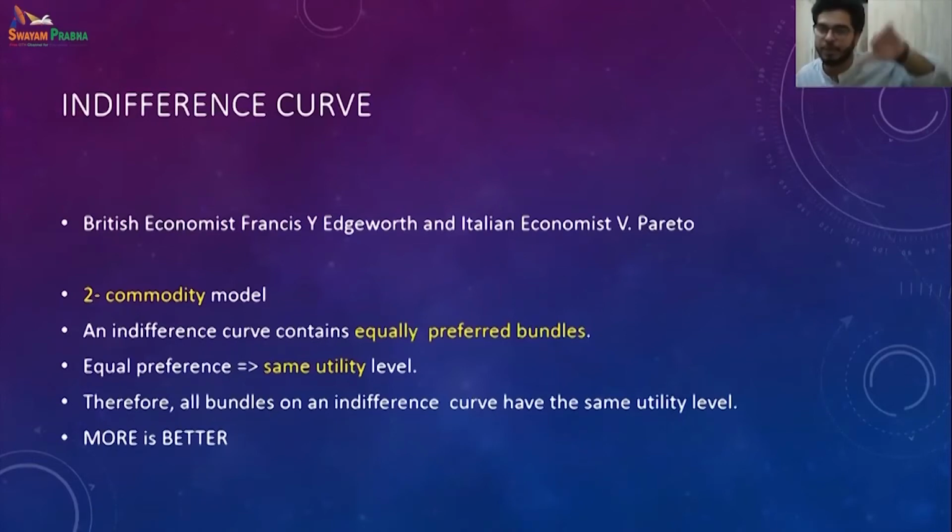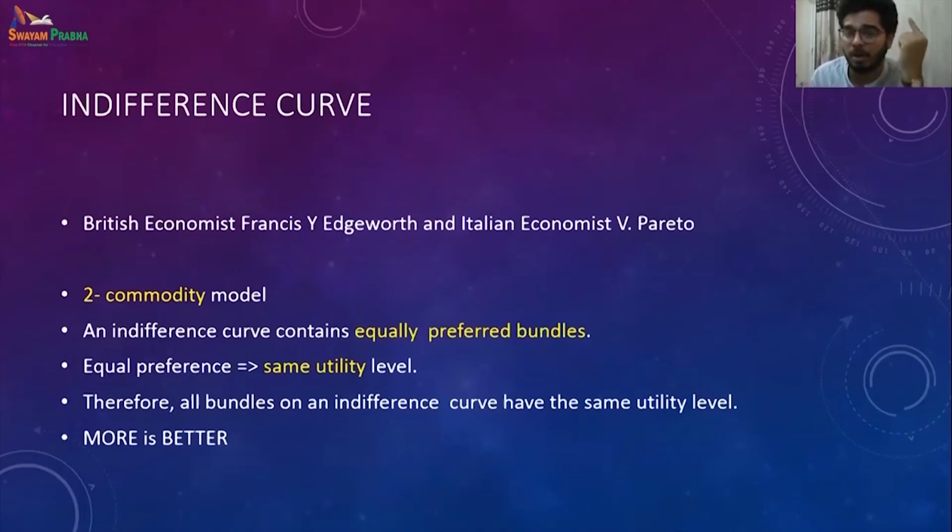I'm showing it like this, and you will understand why. What do I understand by equally preferred bundles? All these bundles give me the same amount of satisfaction. That is called an equally preferred bundle. Therefore, all bundles on the indifference curve are equally preferred and give me the same utility level. If you give me A with 2 apples and 3 oranges, I am equally satisfied with B if it has 3 apples and 2 oranges, right?